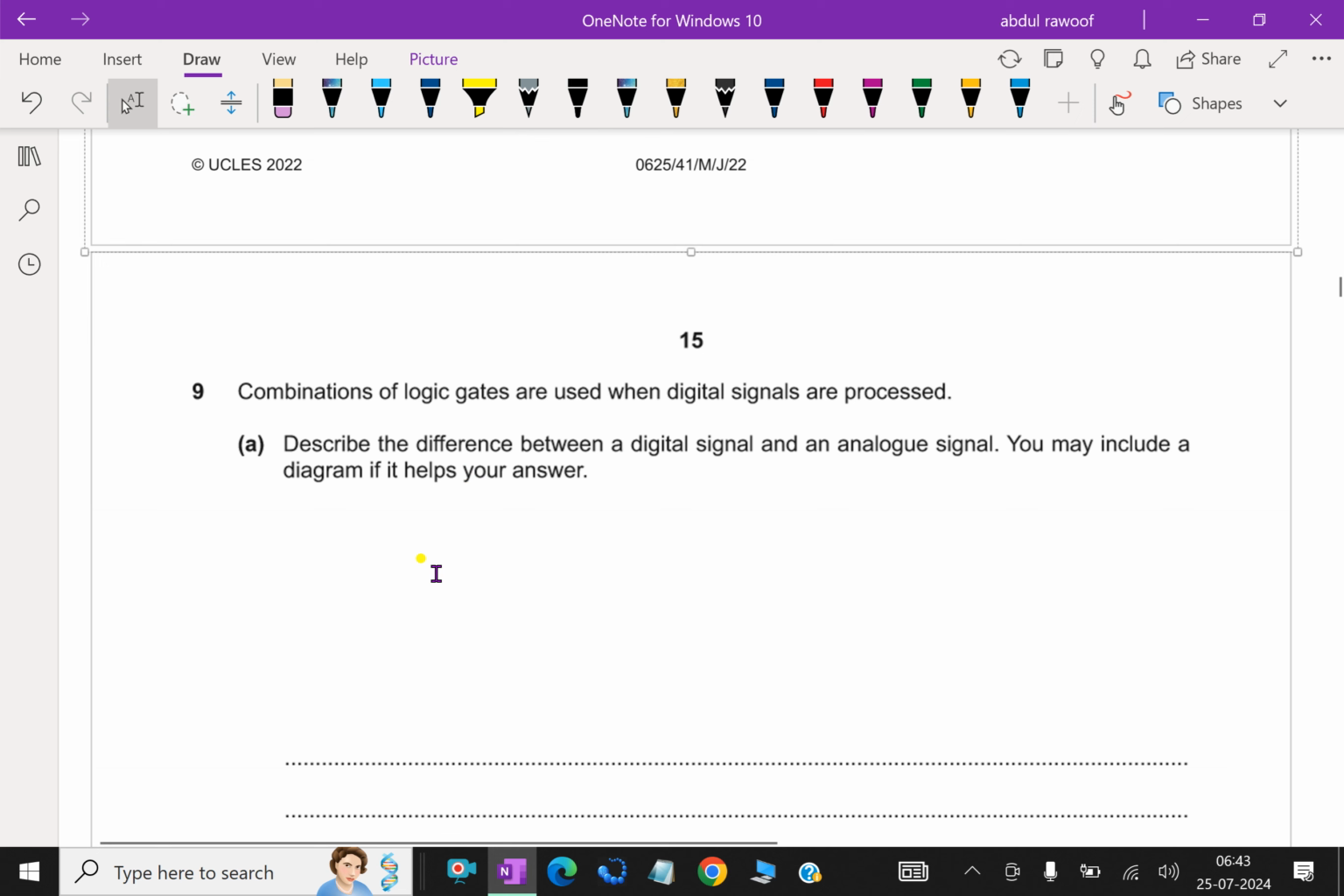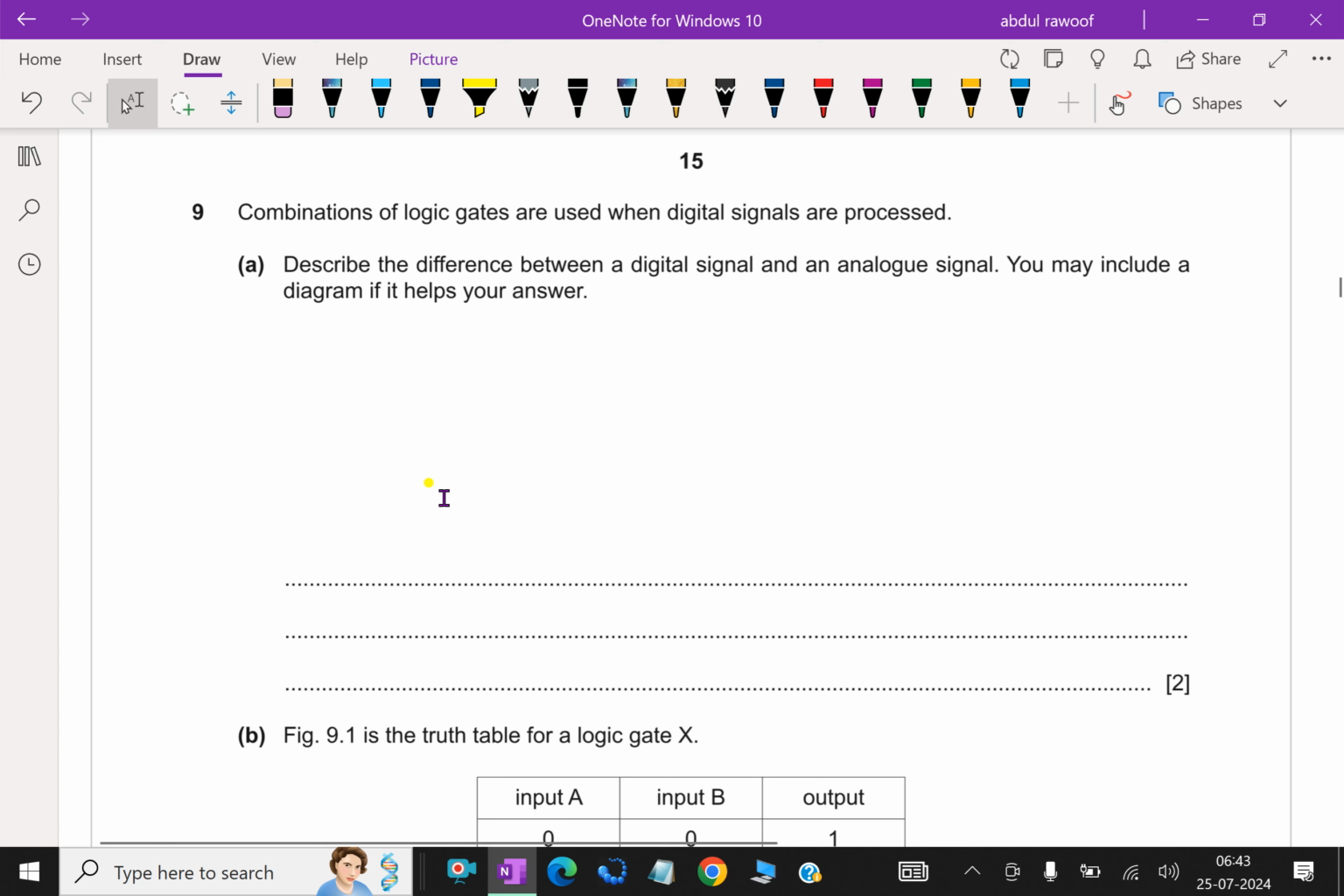Next question. The combination of logic gates is used when digital signals are processed. Describe the difference between a digital signal and an analog signal. You may include a diagram to help.